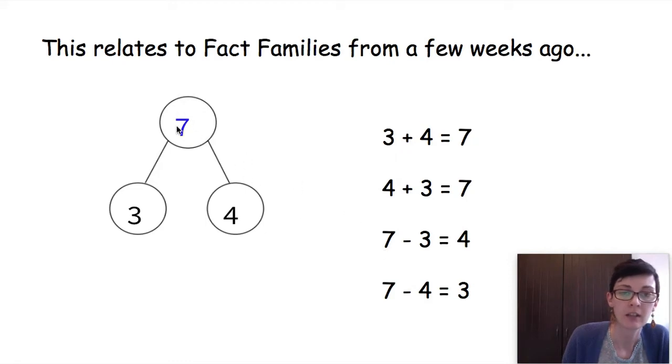Subtraction. So if we have our whole is 7 and we take away the 3, what's left over is 4. So we can see that 7 take away 3 equals 4. And the same way the other way round. 7 is our whole. If we take away the 4, what's left over is 3.